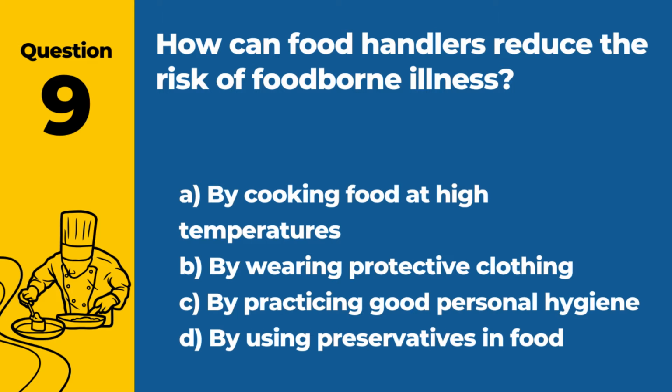Question 9. How can food handlers reduce the risk of foodborne illness? A. By cooking food at high temperatures. B. By wearing protective clothing. C. By practicing good personal hygiene. D. By using preservatives in food. Answer: C. By practicing good personal hygiene. Food handlers can reduce the risk of foodborne illness by practicing good personal hygiene, such as regular hand washing.